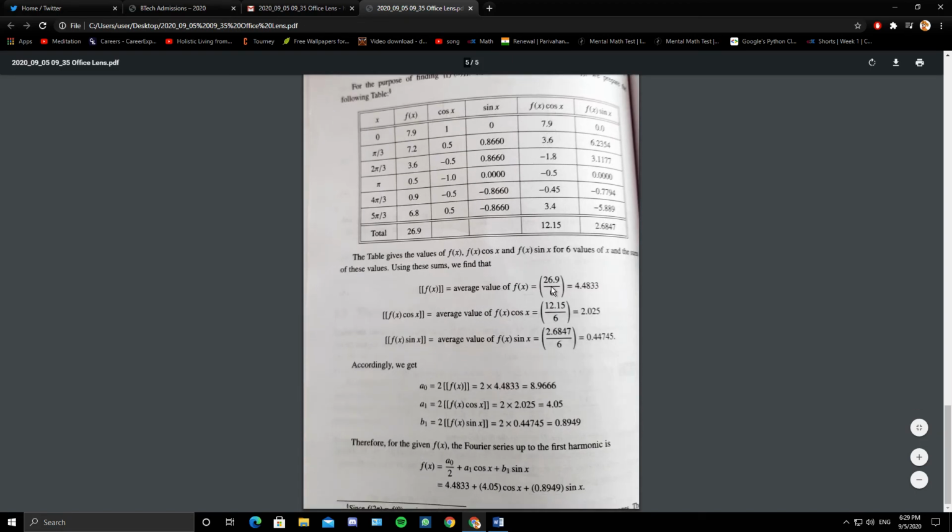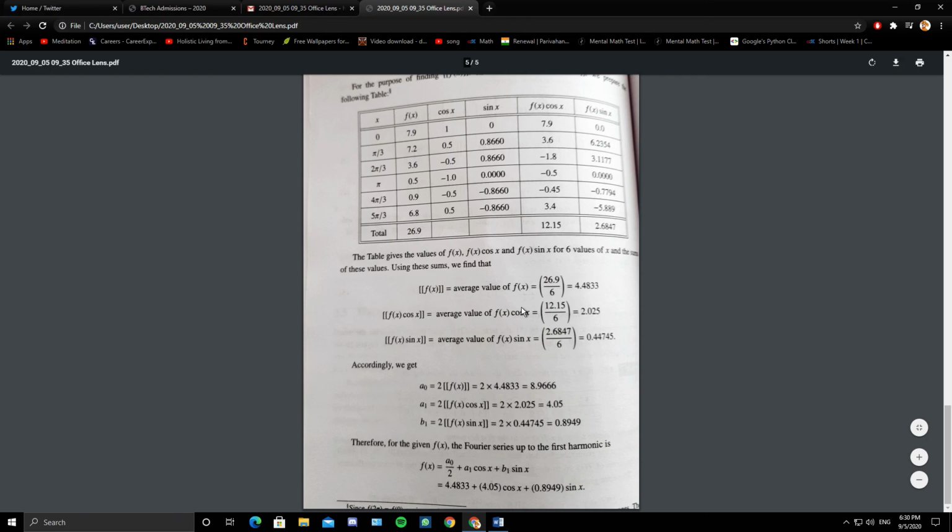So a naught is 2 times the mean of f of x, that is 2 times 4.4833. a1 is 2 times the mean of f of x cos x, 2 times 2.025. b1 is 2 times the mean of f of x sin x, that is 2 times 0.44745. Now we have got the constants a1 and b1 for the first harmonic. So a naught by 2 is the constant term, and a1 cos x plus b1 sin x is the first harmonic. The values of a naught, a1, b1 are substituted.